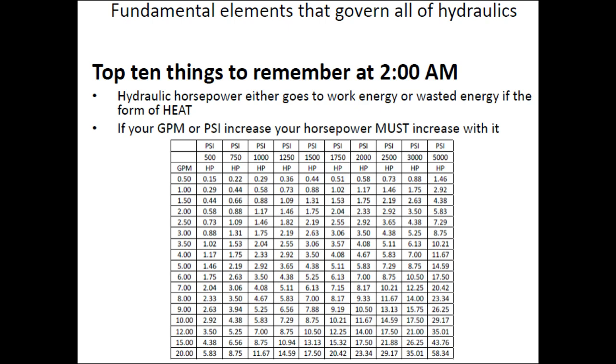Alright, so what we'll do is do the same thing with gallons per minute. So if you look over here on the left hand side at 10 gallons a minute and come over until it says 1500 psi, you need 8.75 horsepower to run that system. Alright, if you double your gallons per minute and keep your pressure the same, you need 17.50 horsepower to run that system. So what I want you to get out of this piece right here is gallons per minute and pressure determine your horsepower requirements in a hydraulic system.